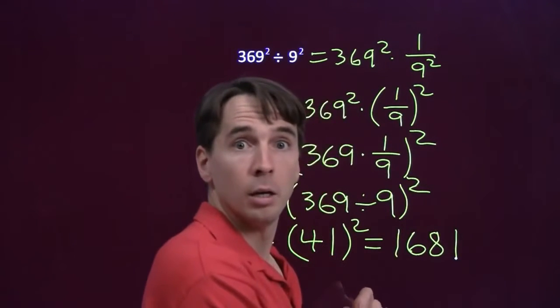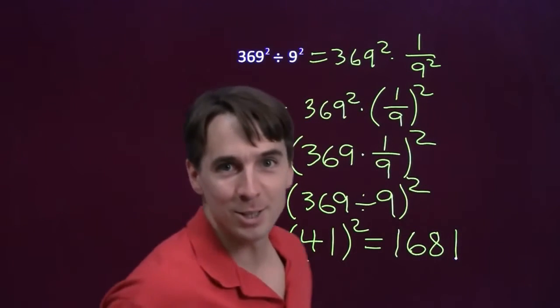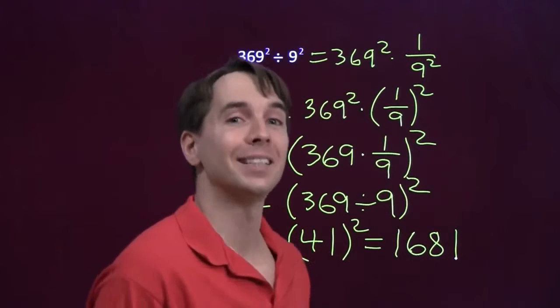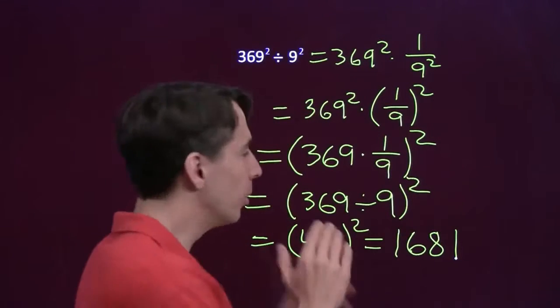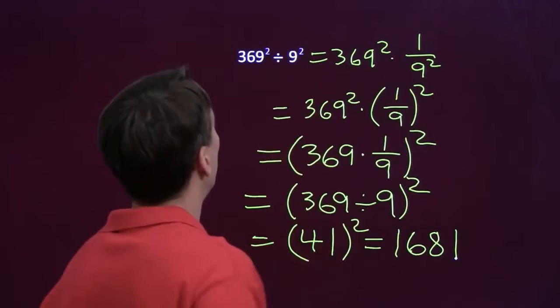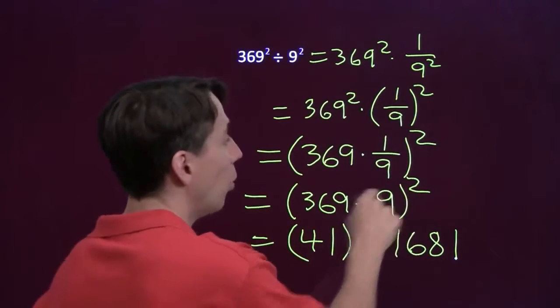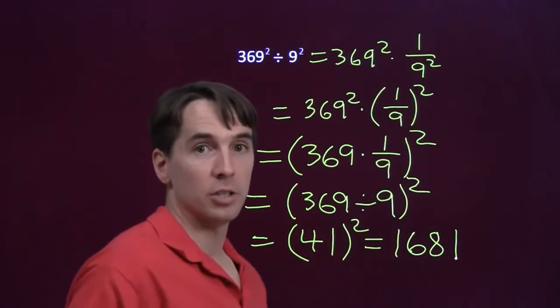What's that? Oh, how'd I know 41 squared is 1681? I used my super secret squaring technique. Maybe I'll show that to you later, but first, let's look back at what we did here. We started off with one square divided by another. And in the end, we got the square of a division.